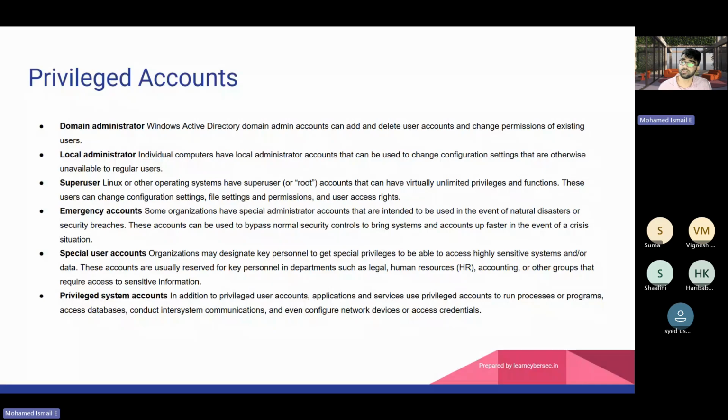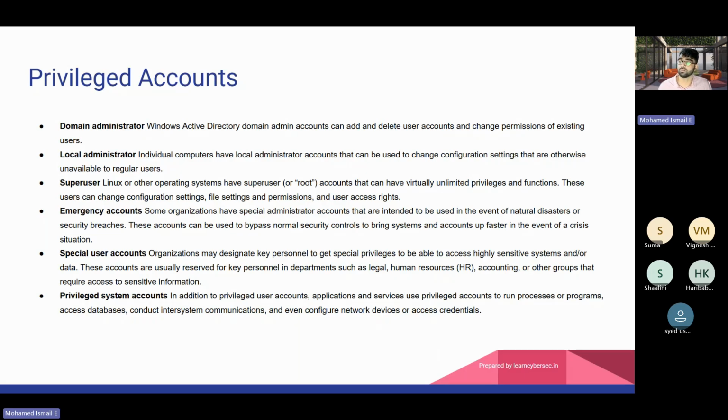Local administrator is the same example. When you buy a new laptop, they give local administrator credentials from the store. Or the very first time when you boot up the OS, you can set the local administrator. Superuser in Linux terms is equivalent to local administrator.